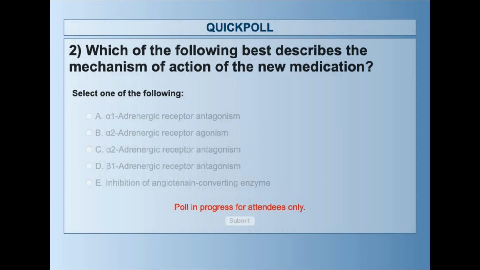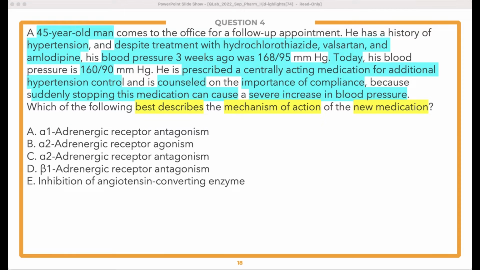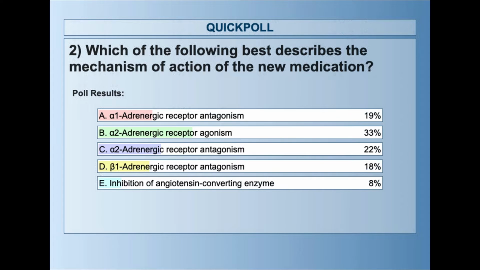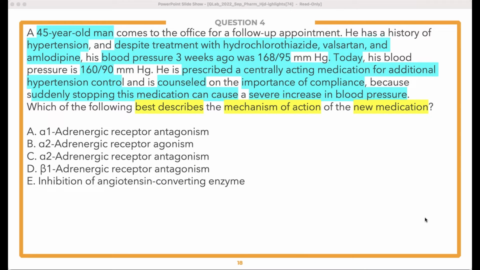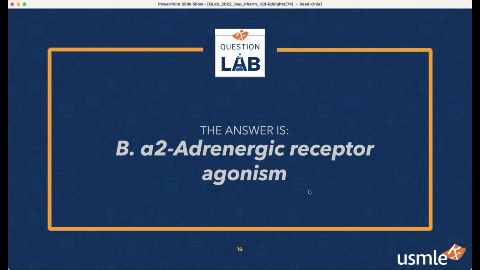Okay, we're going to close that poll, and let's share the results. We had 4 answer choices receiving double digits, almost 20% at least. Alpha-2 adrenergic receptor agonism received the most votes, about a third of you, but no clear favorites for this one. Let's hide those results and share the answer. The correct answer is answer choice B.